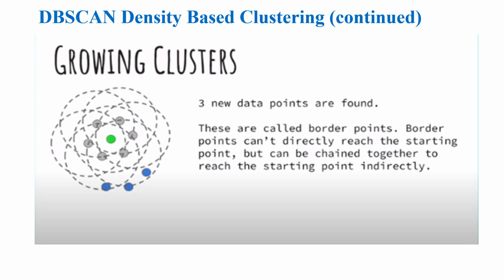And here we show growing clusters. 3 new data points are found. These are called the border points. Border points can't directly reach the starting point, but can be chained together to reach the starting point indirectly.